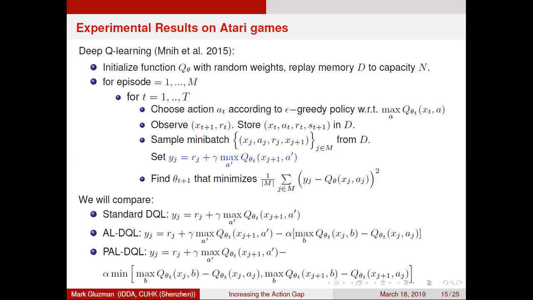So if we choose this action, we observe the next state and reward, and store these four numbers in the replay buffer. Then we sample a mini batch from our replay buffer. For each sample from this mini batch, we calculate the target, and then we want to minimize the difference between the target and the current Q value. So basically we find new weights for our approximation of the Q function, minimizing this difference.